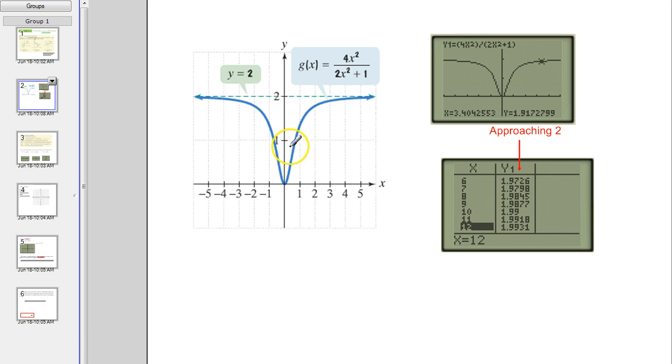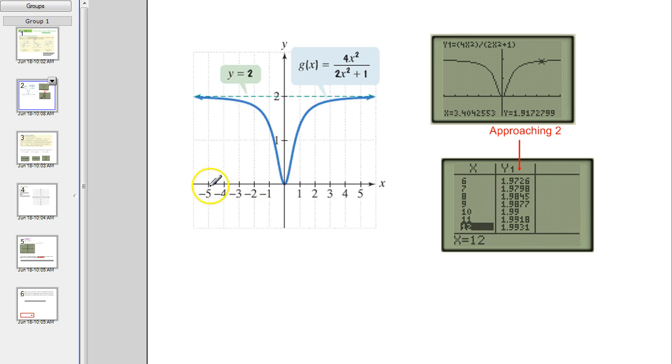So again, here's another visual to what it means to be approaching a number. This graph, g of x equals 4x squared, a polynomial on the top, divided by 2x squared plus 1, a polynomial on the bottom. When we divide these, we get no vertical asymptote. We don't see any place where it breaks apart like the last video, because this bottom can't be equal to 0. So we don't get a vertical asymptote, but we do get a horizontal asymptote.